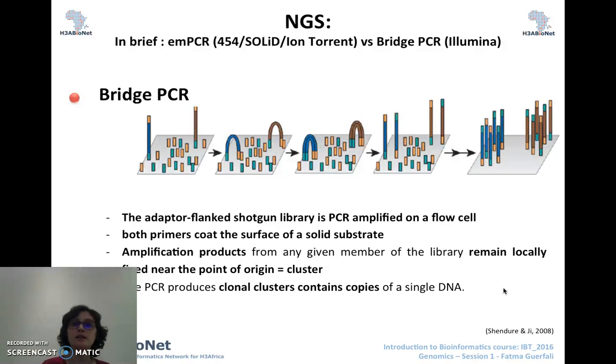And this DNA template will remain locally fixed near the point of origin, as well as all the PCR amplicons that have been generated from it. So this is what constitutes a cluster, and the PCR will then produce clonal clusters, each containing hundreds of copies of a single DNA. So this is the kind of technology that is used in Illumina.